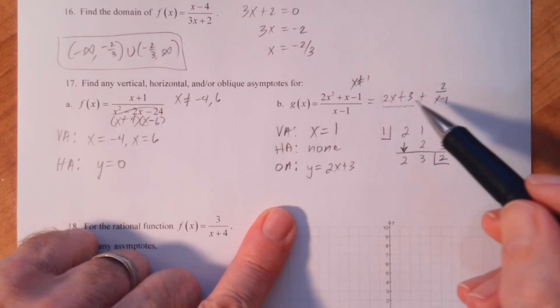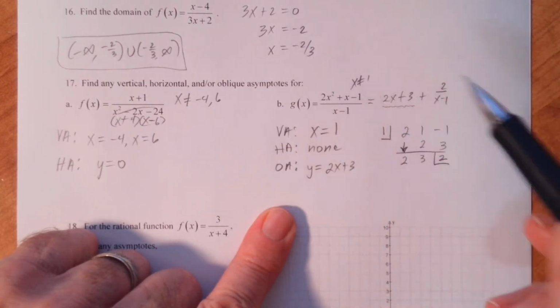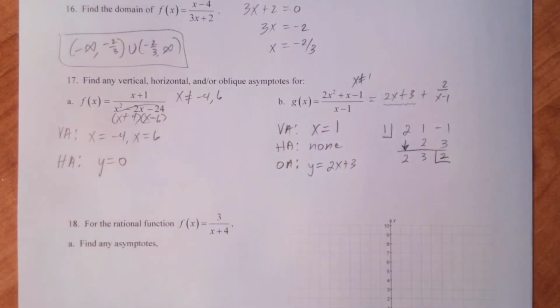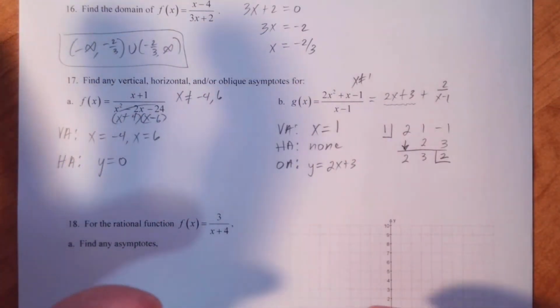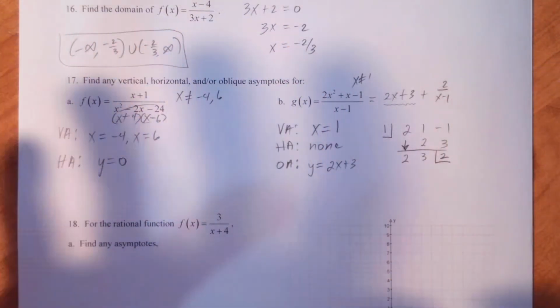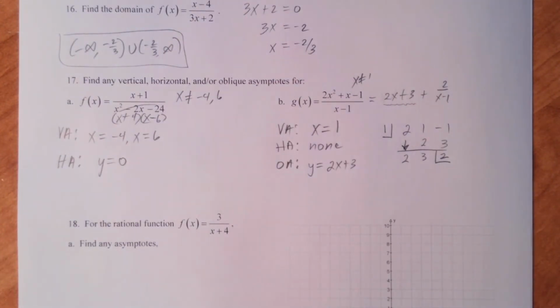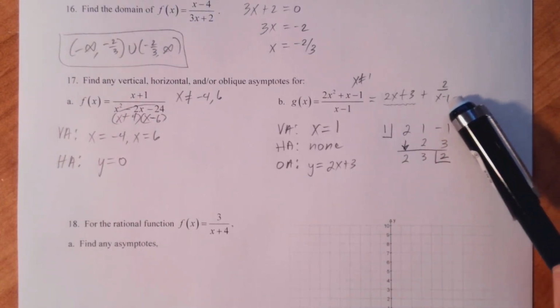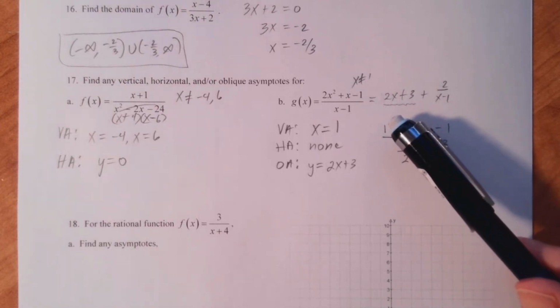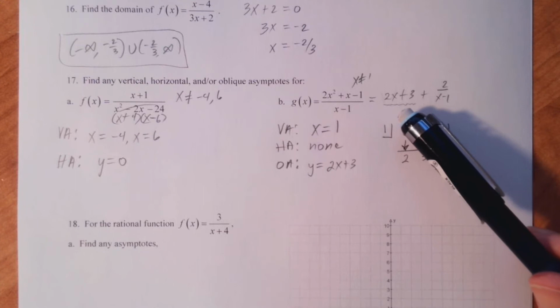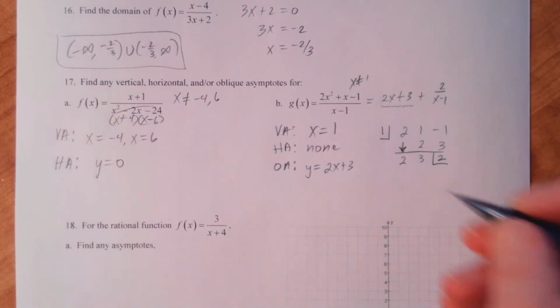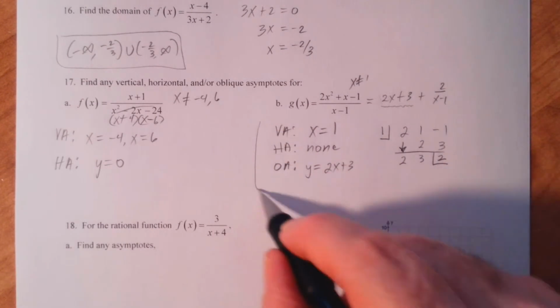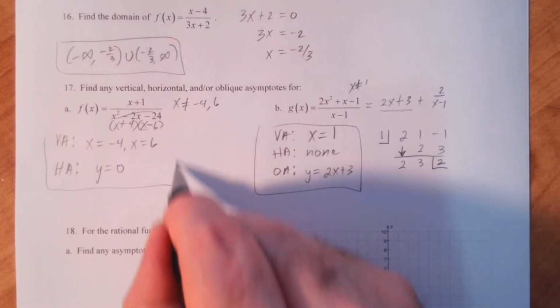The basic idea is as x gets really big, and that's what horizontal asymptotes and oblique asymptotes are basically used for. They help us to know what's going on at the ends, and our graph is going to approach the horizontal asymptote or oblique asymptote on the ends. So as x gets really big, this fraction will get closer and closer to 0, and our function is going to approach y equals 2x plus 3. So that's going to do it for that one there.